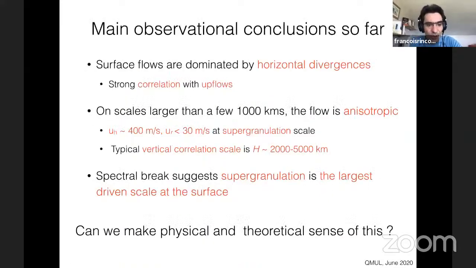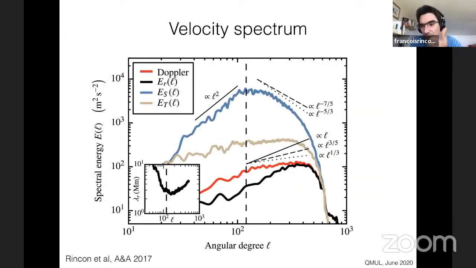So this is just a summary of this. And the question is, yes, these are observational facts. It's anisotropic, it's driven at supergranulation scale mostly. And the horizontal flow is mostly cellular. So it looks like convection.